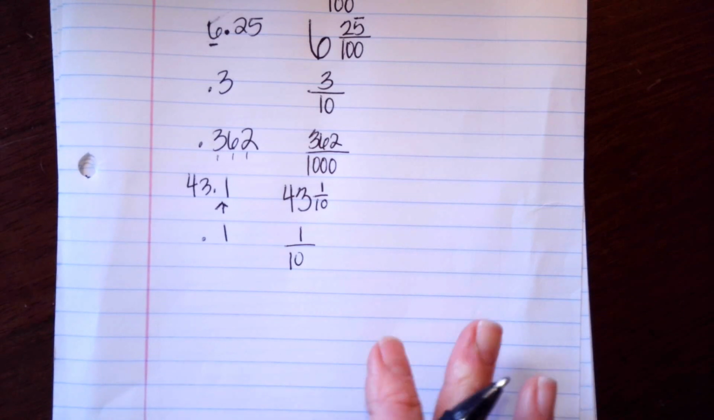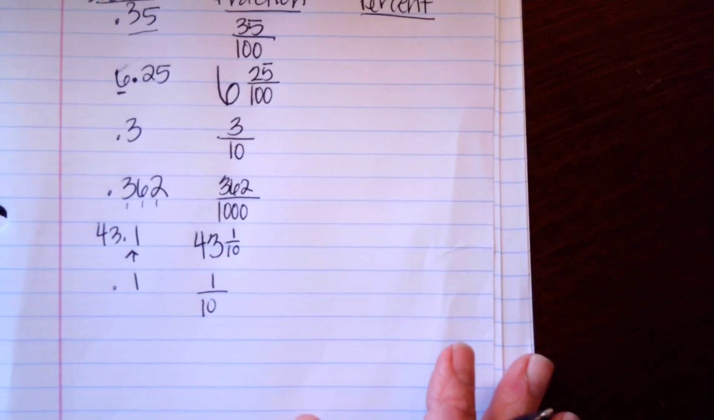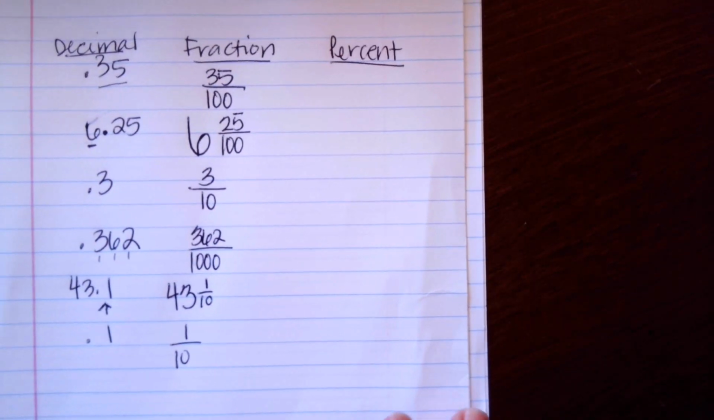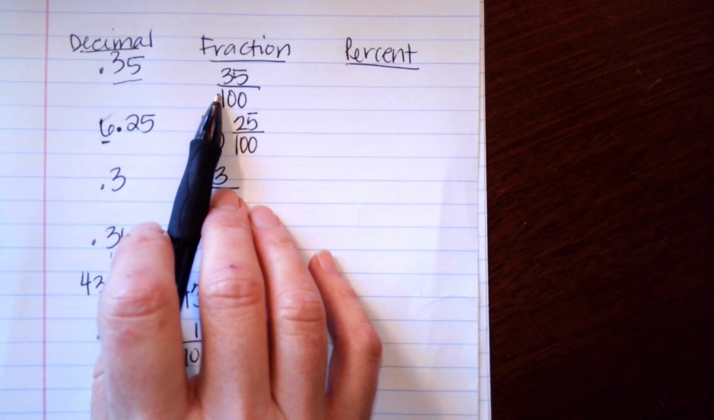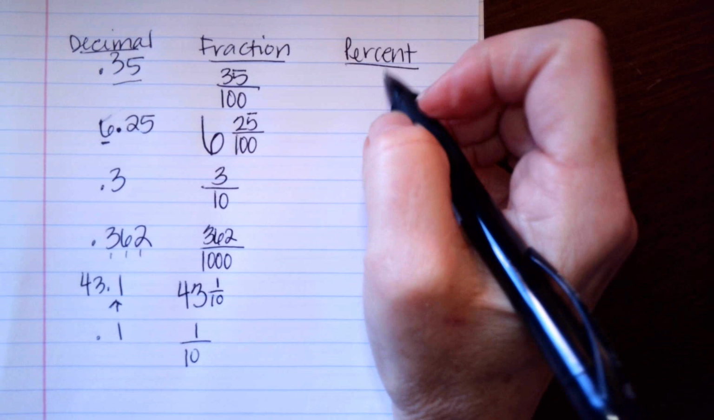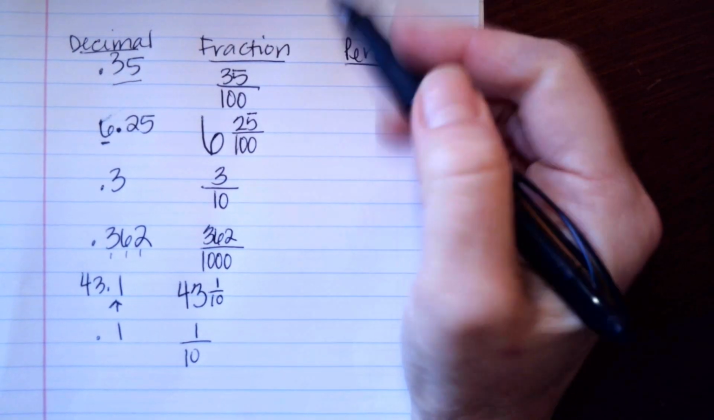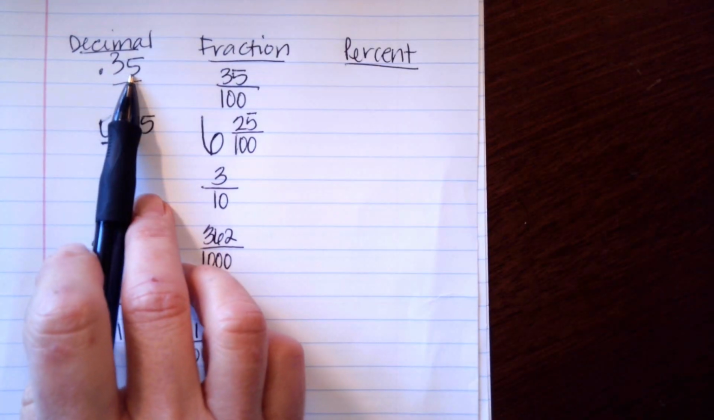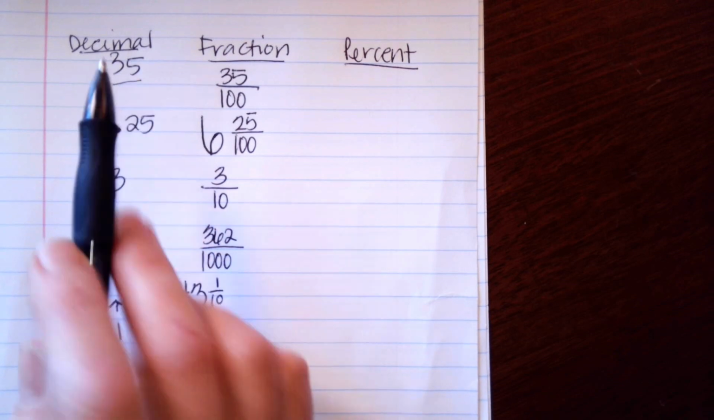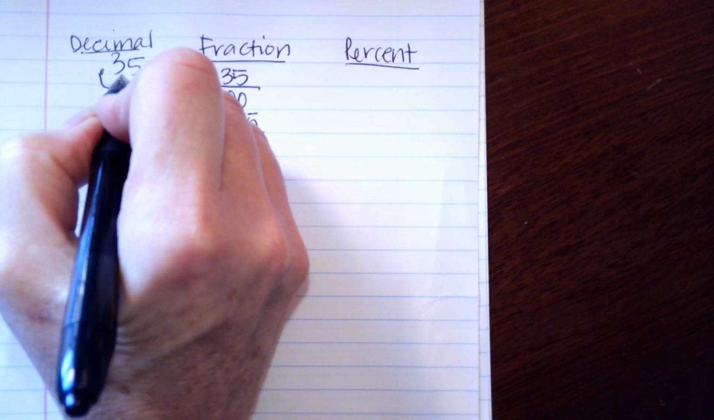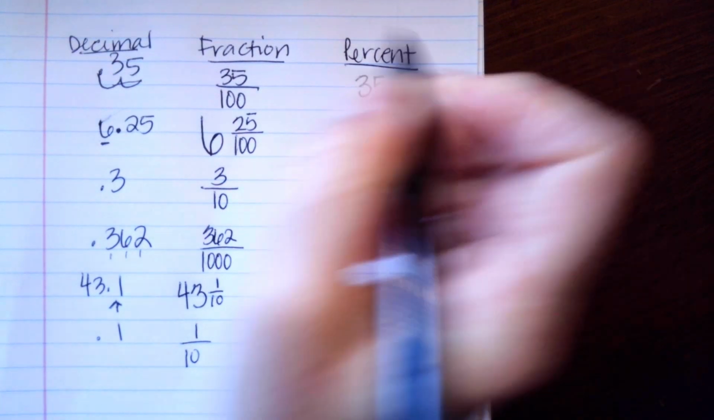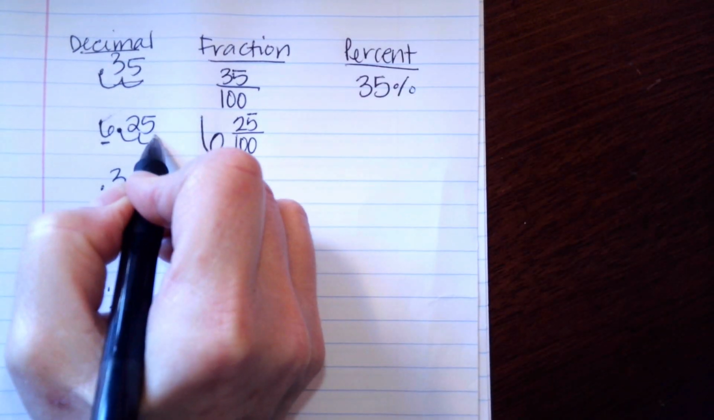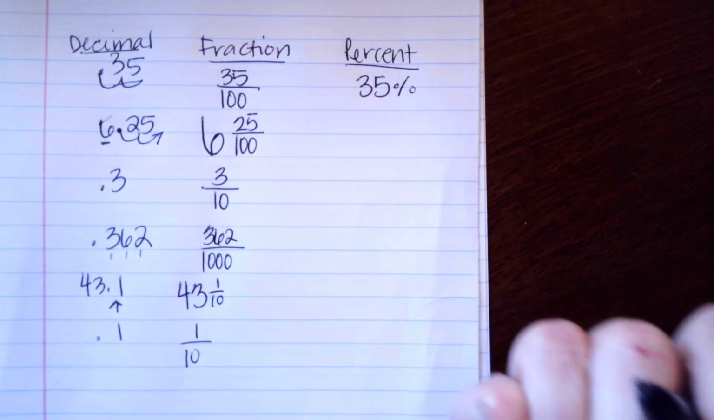All right, next one is percent. When I have a fraction, I like to turn it to a decimal, so it's 0.35, and then you move it over 1, 2, 35%. You move this over 1, 2, and you move it to the right.